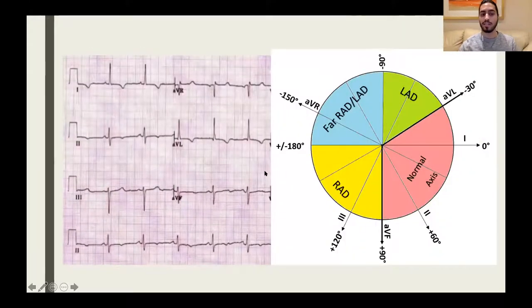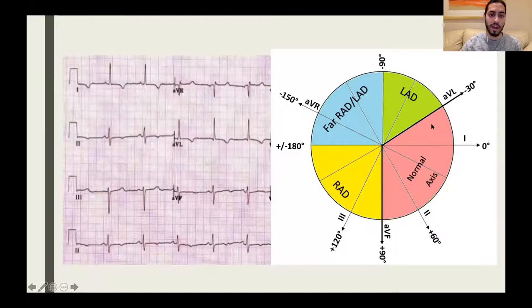And like we spoke about yesterday, in terms of working out the axis, if you look at lead 1, there's a positive deflection, so you know it's going to be somewhere here. Lead 3, there's a massive negative deflection, so you know it's going to be somewhere here. So you've already isolated that it's going to be in this area here. Okay, so that's basically a left axis deviation.